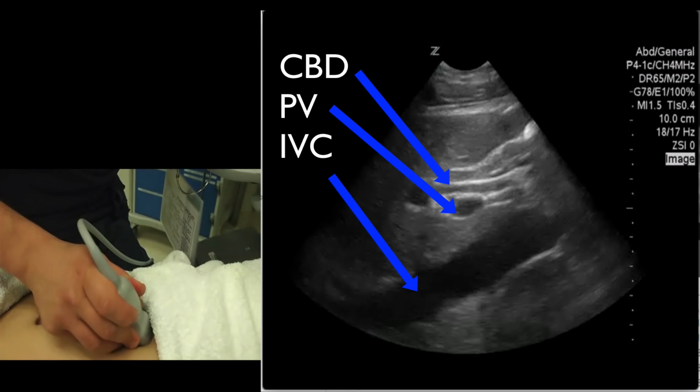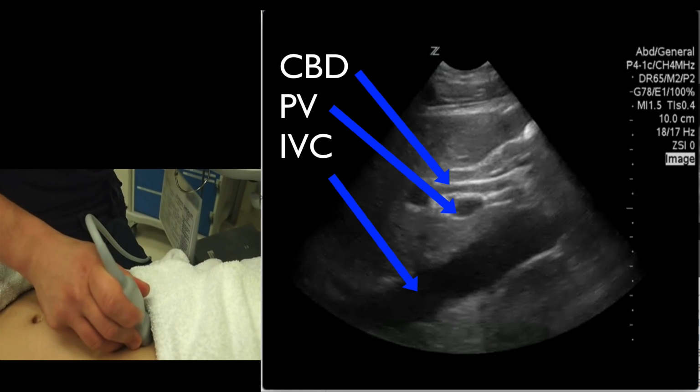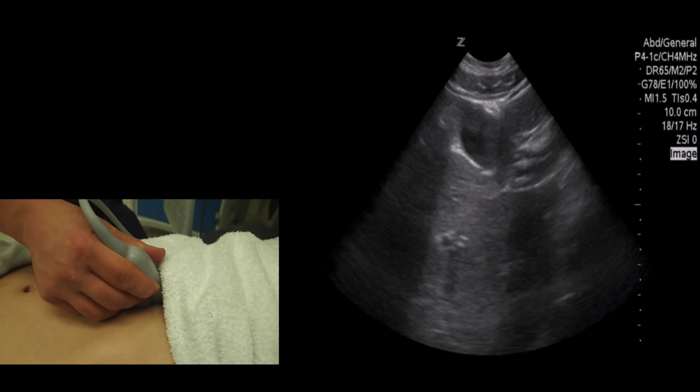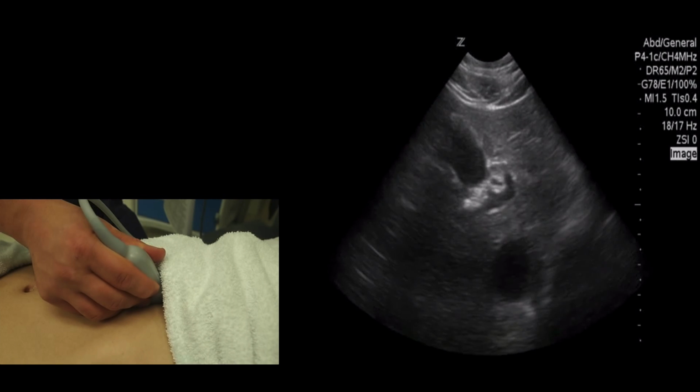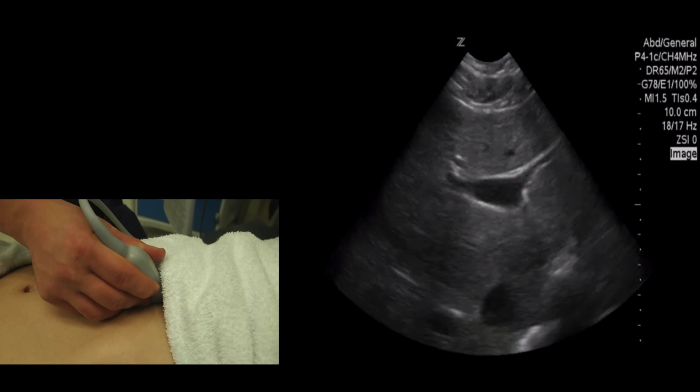Now, something to remember is that when you're looking at the portal vein or common bile duct in the long axis, when it looks like a long tube across your screen, the gallbladder is typically going to be in a short axis. If you look at the gallbladder long ways, then typically your portal triad will be short.